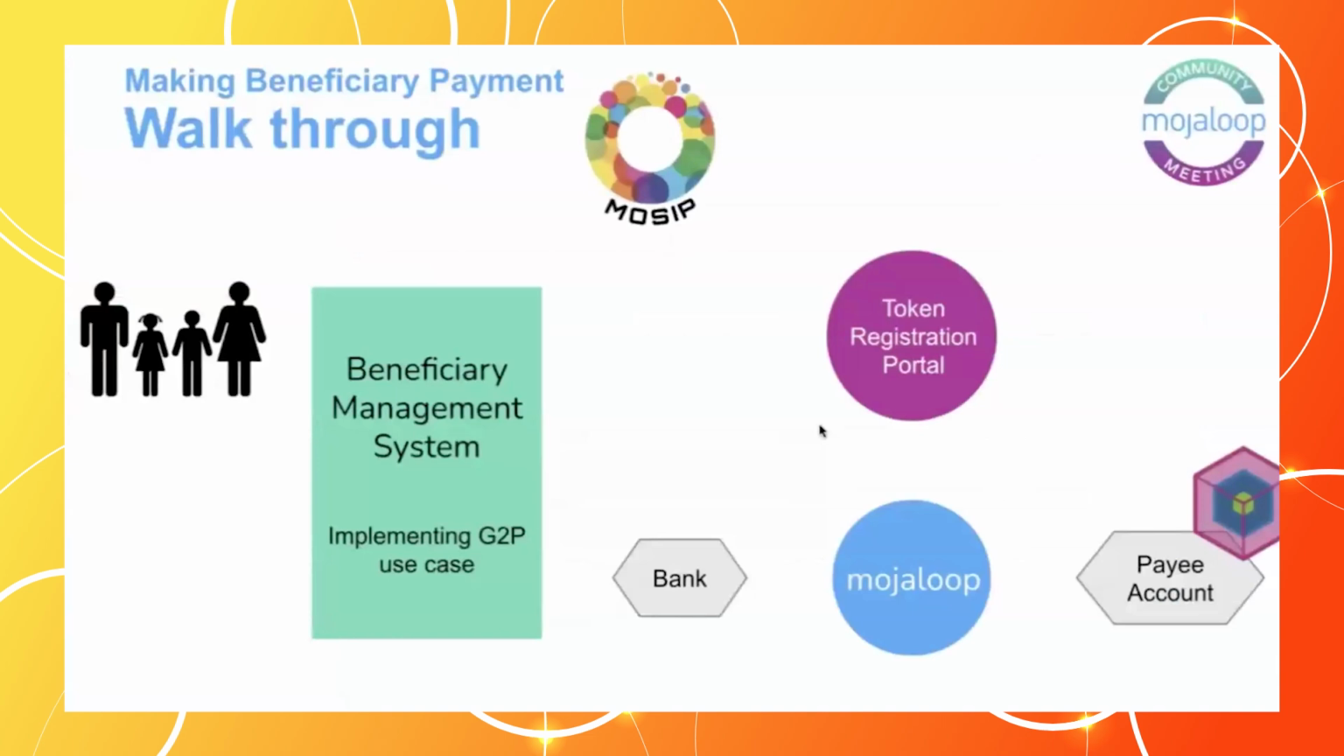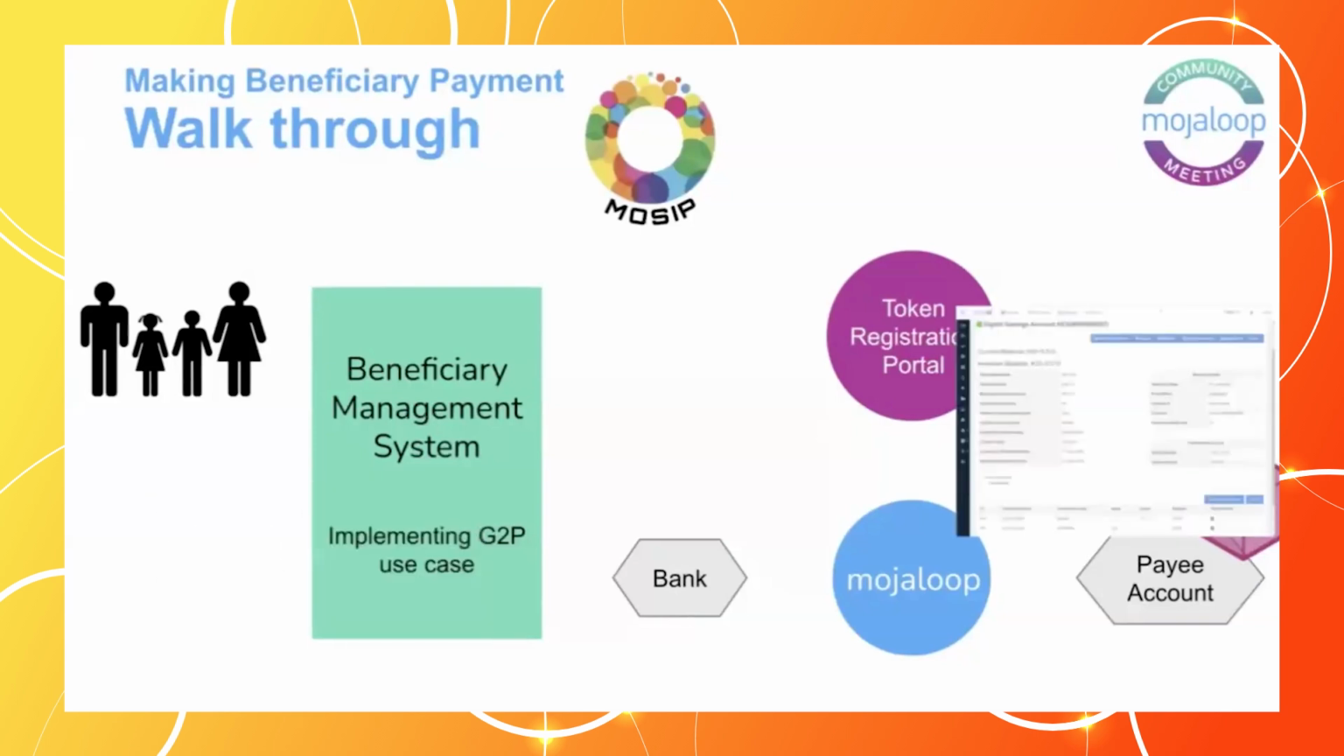Okay, thank you so much, Eugene, for the demonstration. So what I'm going to demonstrate is the operator of the beneficiary management system making a payment to a beneficiary whose alias was registered. So in this scenario, the government is going to make a payment to a beneficiary whose token was registered. We can see in the bottom right corner, there's a screenshot that has just appeared there.